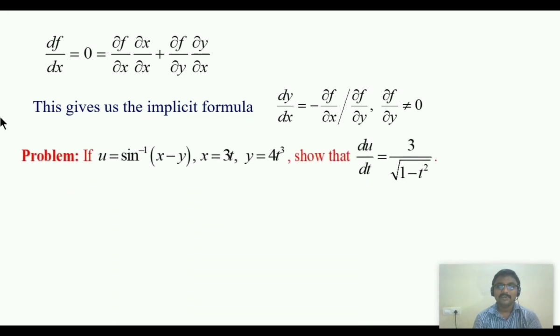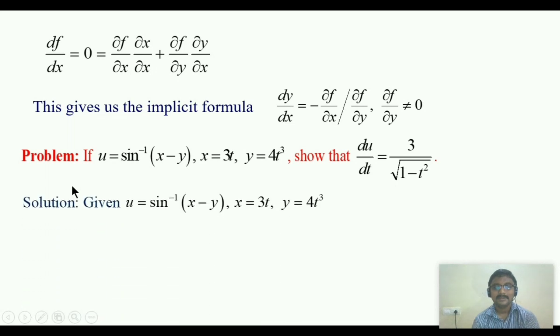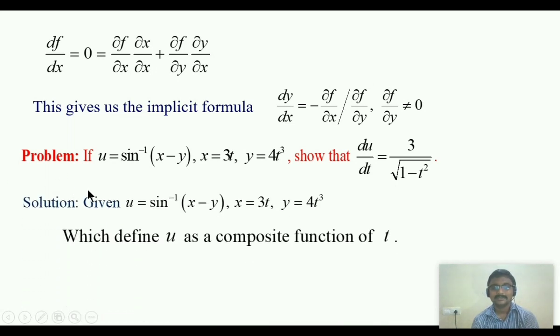No problem. If u is sine inverse of x minus y, where x is 3t and y is 4t cube, then show that du by dt is 3 by root of 1 minus t square. So u is in terms of x, y, but here x and y are in terms of t. Now we have to compute du by dt, which is obtained by using the total derivative formula. So u is a composite function of t because u involves x and y, but x and y are in terms of t. Ultimately, u is in terms of t.